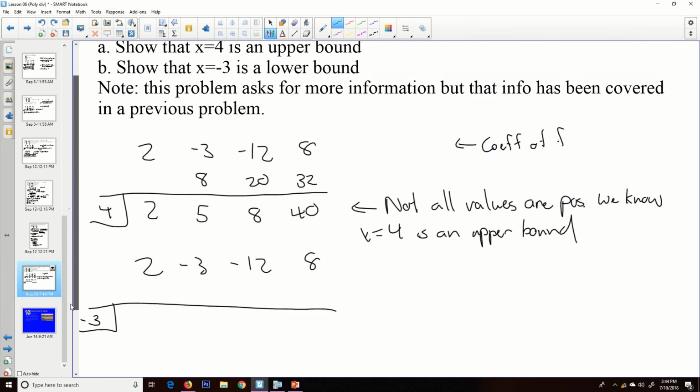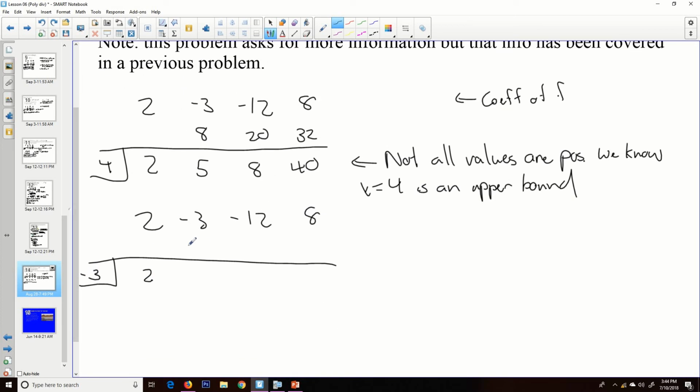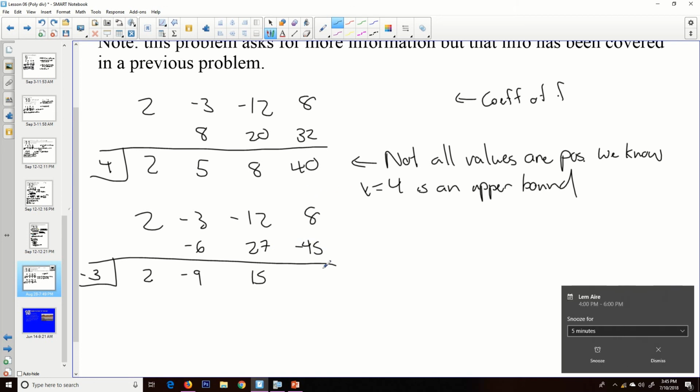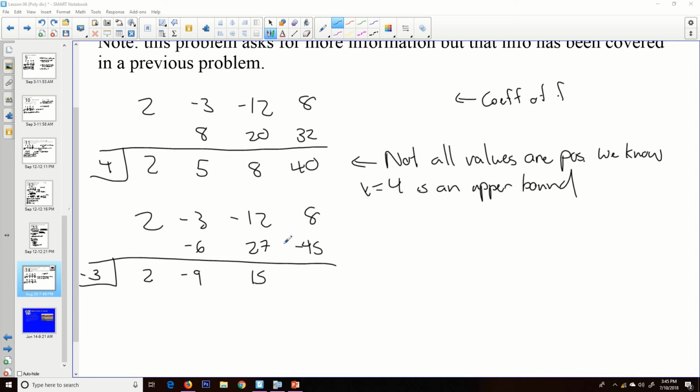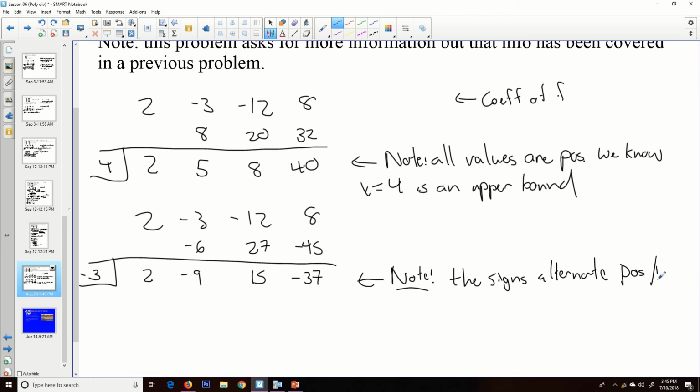And so I bring down my 2. 2 times negative 3 is negative 6. Plus 3 is negative 9. Negative 9 times 3 would be positive 27. 27 and negative 12 is positive 15. And since 15 times negative 3 would be negative 45, negative 48 is going to be, oh, we need to dismiss that. Sorry about that, folks. Negative 37. Yeah, we'll go with that. All right, so this should be note. So again, note the signs alternate, positive, negative. Thus, x equals negative 3 is a lower bound.